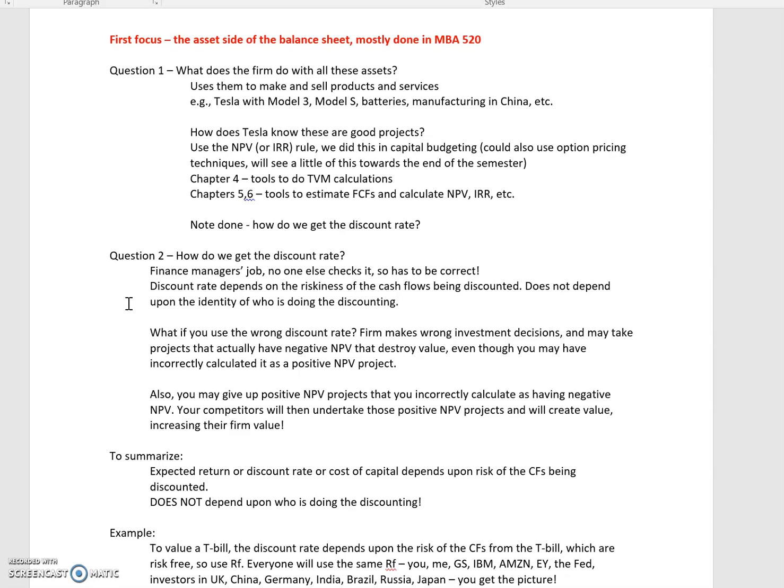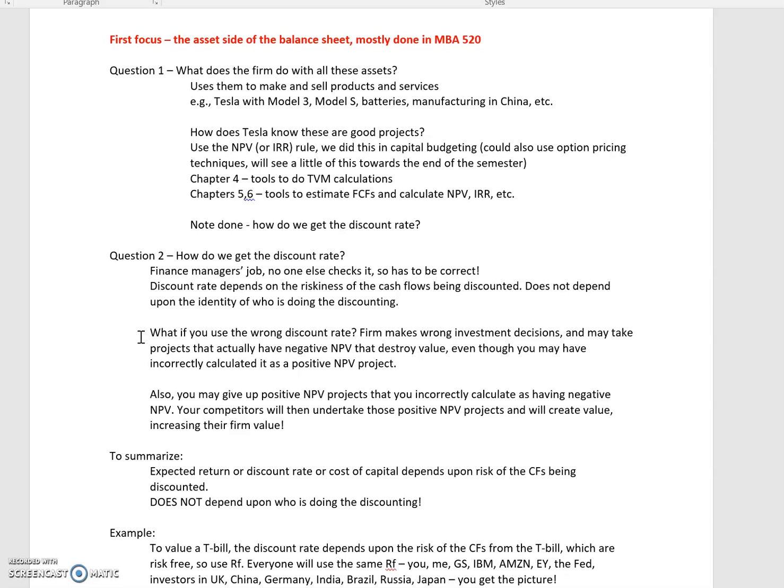Why is it important to do this thing correctly, that is estimating the discount rate? Because if you use the wrong discount rate, then the firms are going to make wrong investment decisions, and they may make wrong investment decisions in one of two ways. So for example, a project may actually have a negative NPV, and negative NPV means you're destroying value, you're not creating value. And you might incorrectly estimate it as a positive NPV, and the firm might end up taking that project, but then over time, because the project inherently has a negative NPV, the firm is going to lose value. So the firm value will decline.